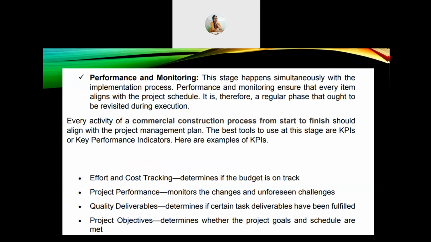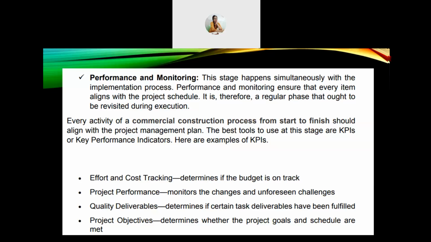Next, performance and monitoring. This stage happens simultaneously with the implementation process. Performance and monitoring ensure that every item aligns with the project schedule. It is therefore a regular phase that ought to be revisited during execution. Every activity of a commercial construction process, from start to finish, should align with the project management plan. The best tools to use at this stage are the KPIs or the key performance indicators.